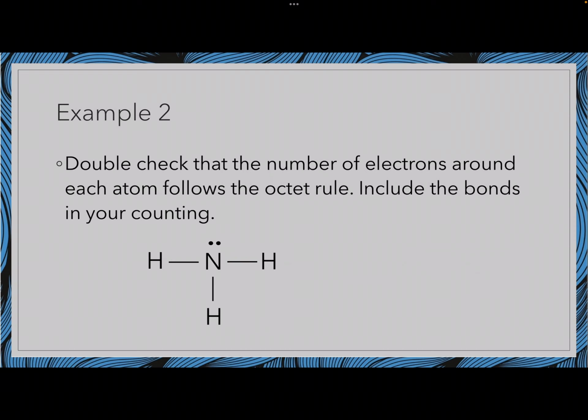We double check the number of electrons around each atom, that it follows the octet rule. So we include the bonds. So nitrogen has a lone pair of electrons, so there's 2 electrons at the top, 3 bonds, for a total of 8. Each of the hydrogens has 2. Okay, so each of them has a bond with 2 electrons. So that's good to go.